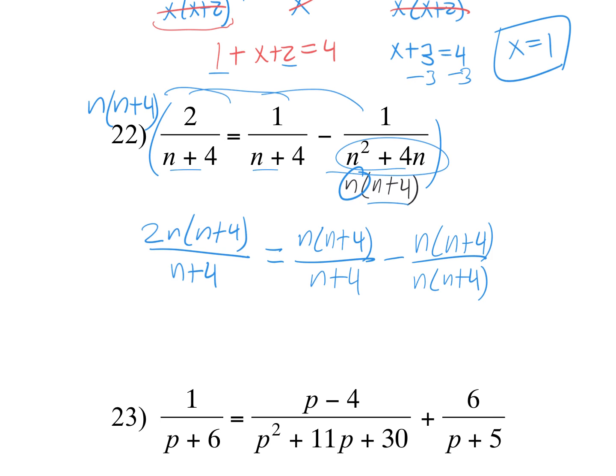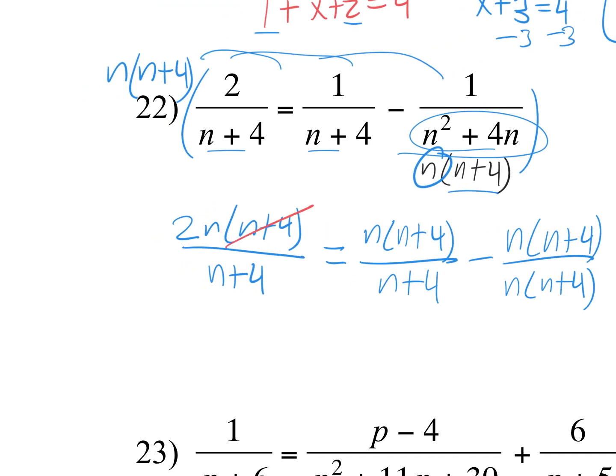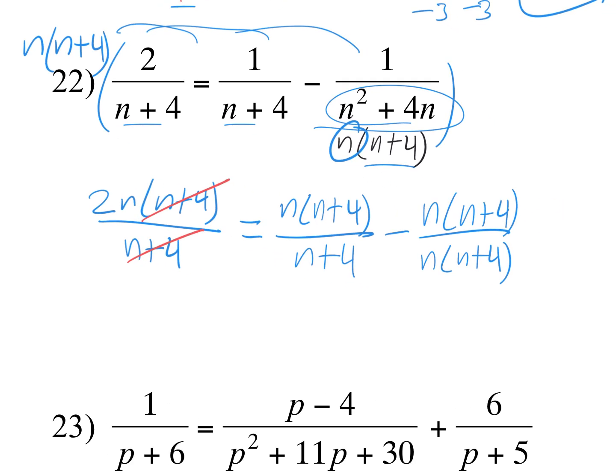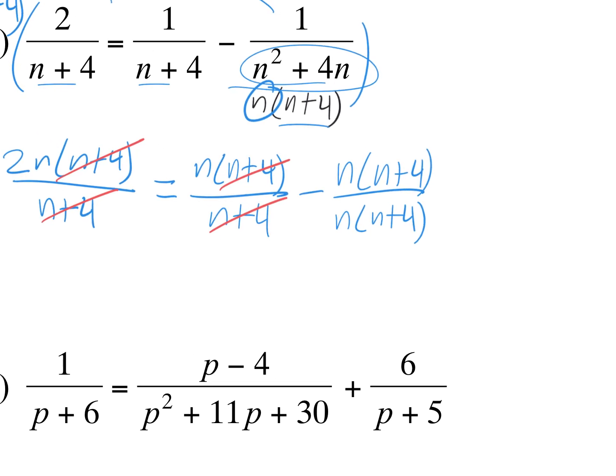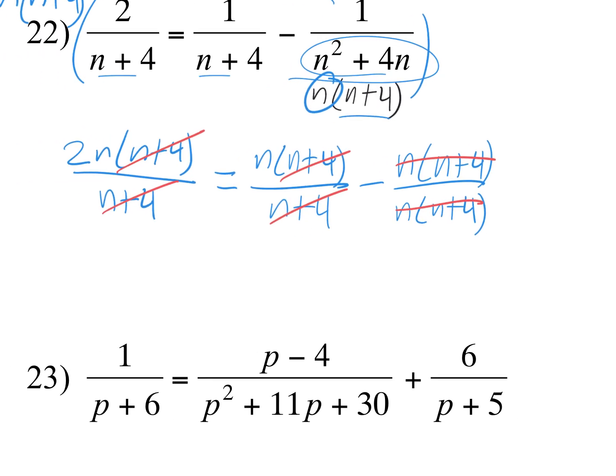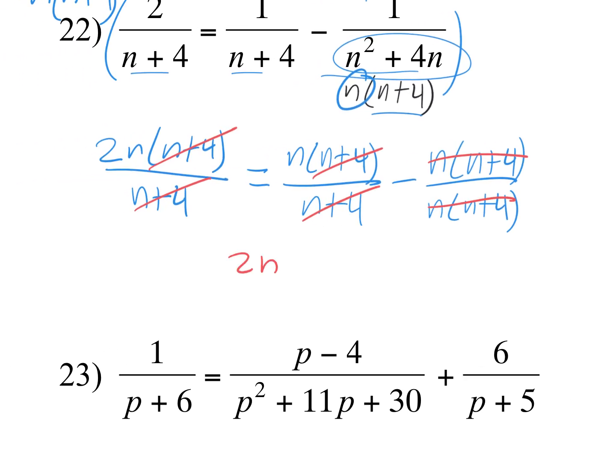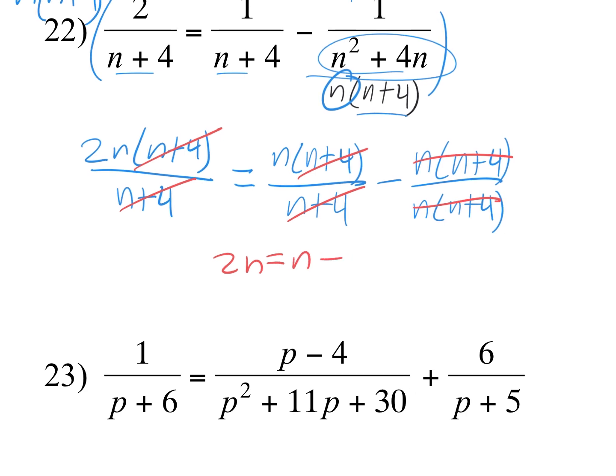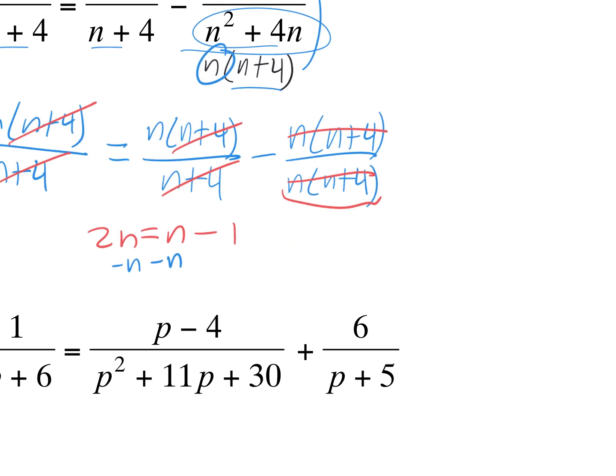All right, and then just like the last one, let's see what cancels. Over here an n plus 4 cancels. Over here an n plus 4 cancels. And over here the entire thing cancels. All right, so we're just left with a 2n equals n minus, and then everything that cancels out here becomes a 1. All right, so then all you have to do here is subtract n on both sides. And then 2n minus n is going to be n, and then n equals -1 is our answer, but we need to check.